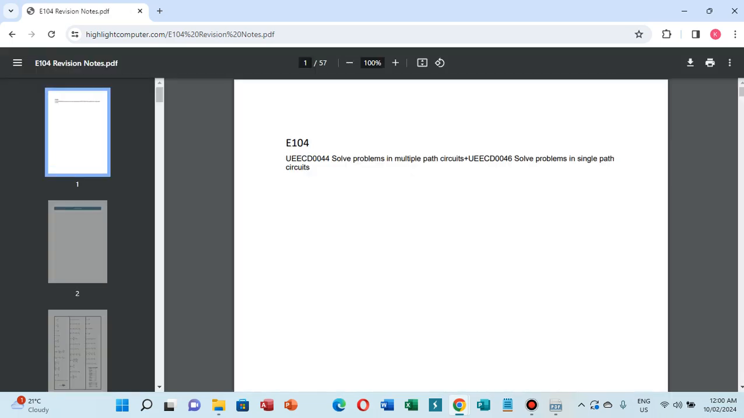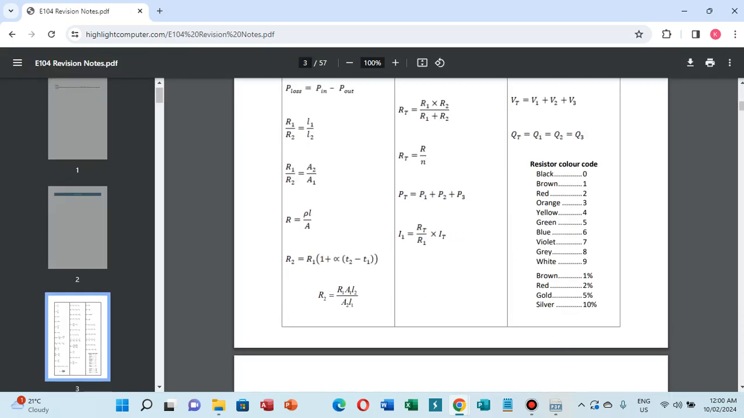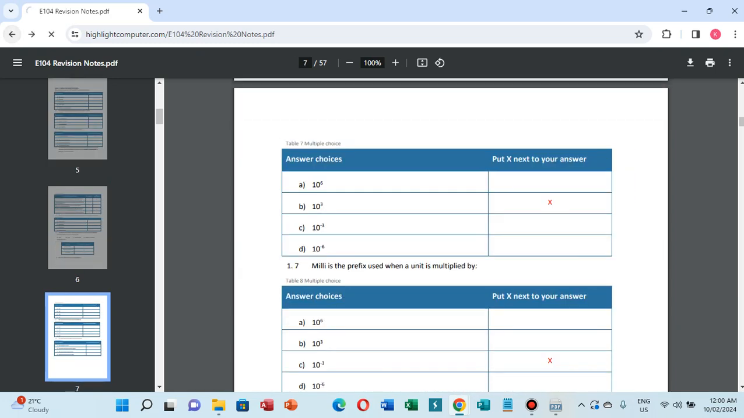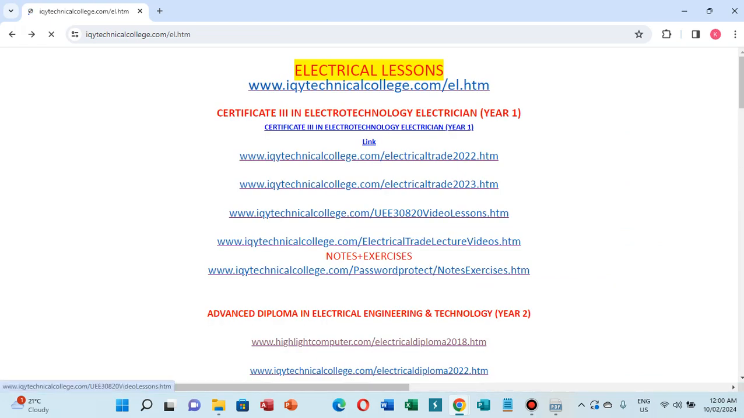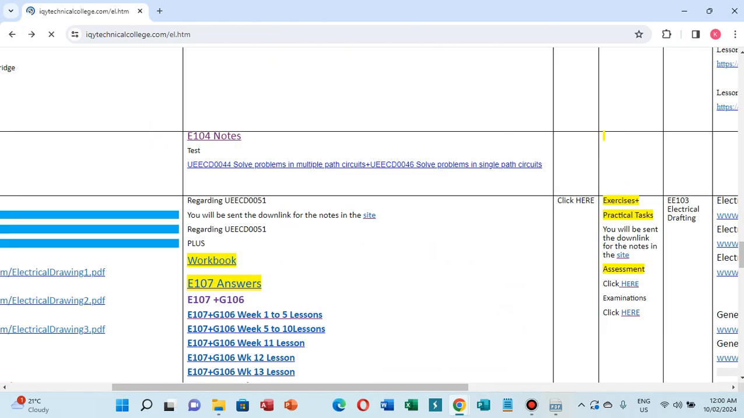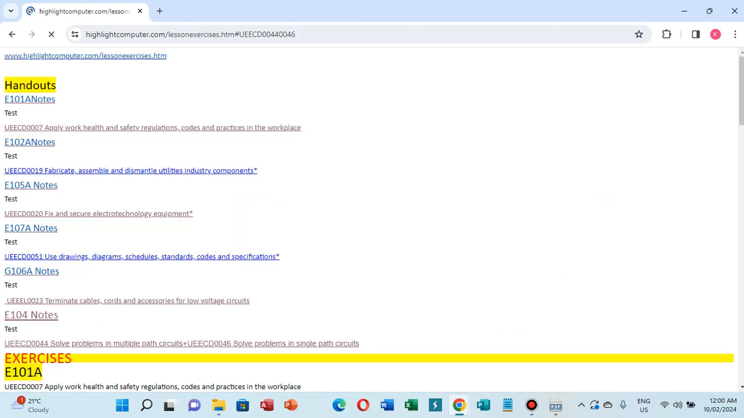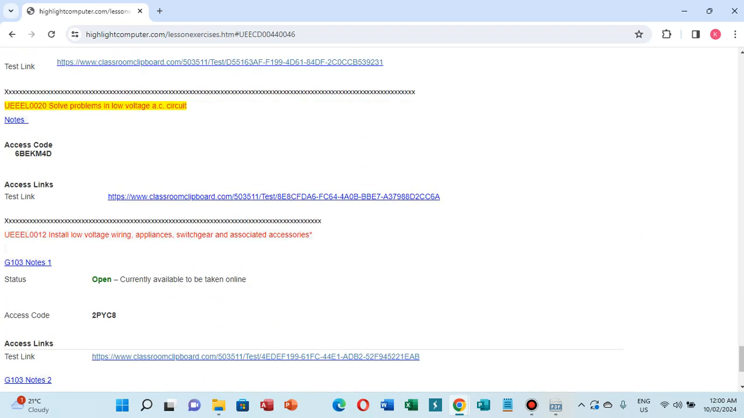The EE104 revision notes. Look at the revision notes and then you can do the online test. The online test is this link. These links show the online test.